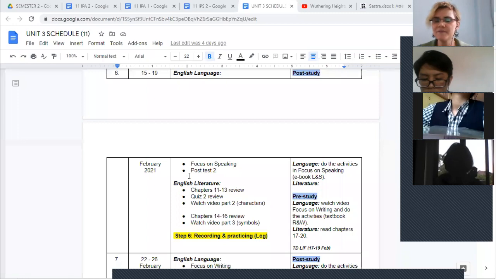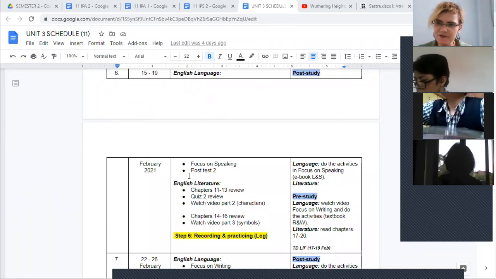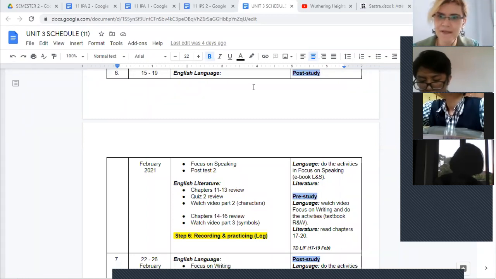And then starting March, we're gonna dig a little bit into the literary techniques and elements. For now, we're just really trying to get the story going and understanding the characters, the symbols, and the themes. Okay.